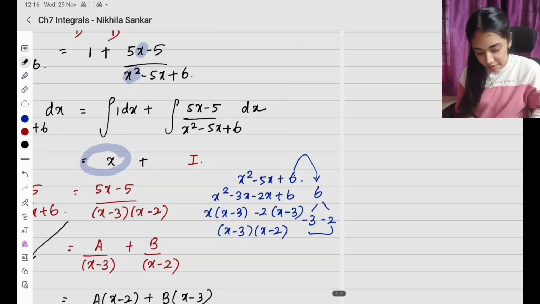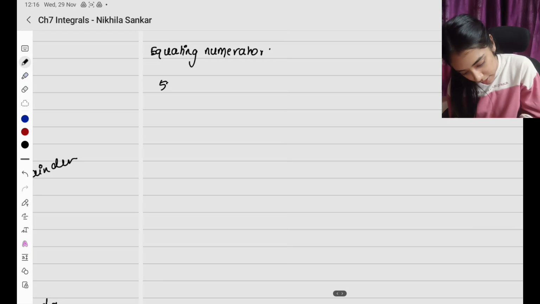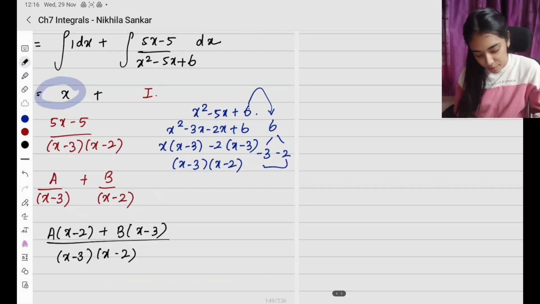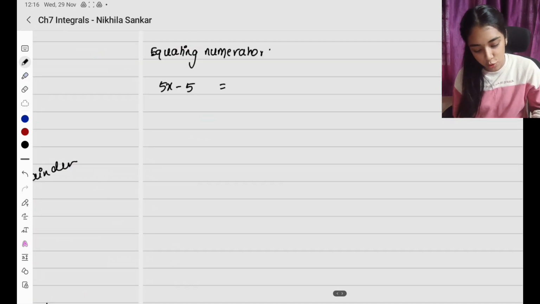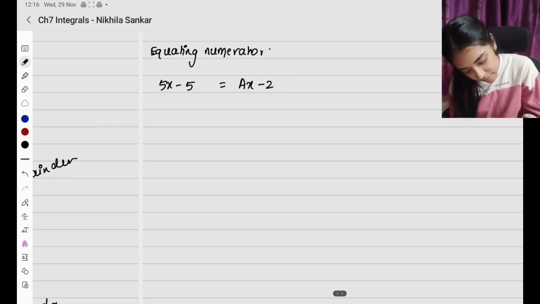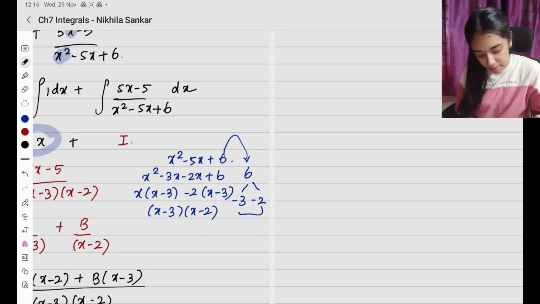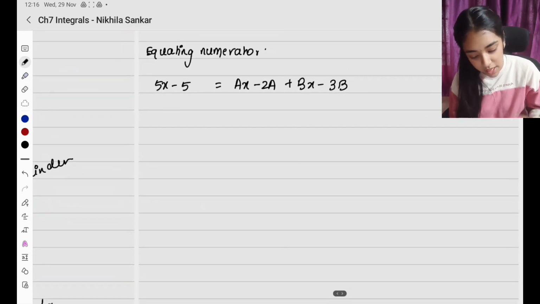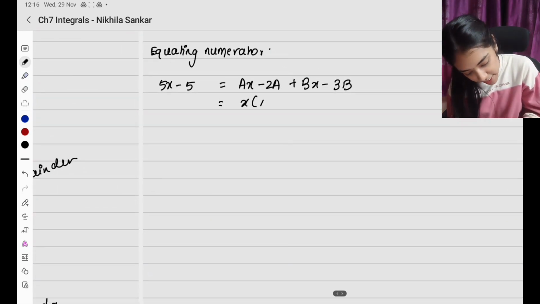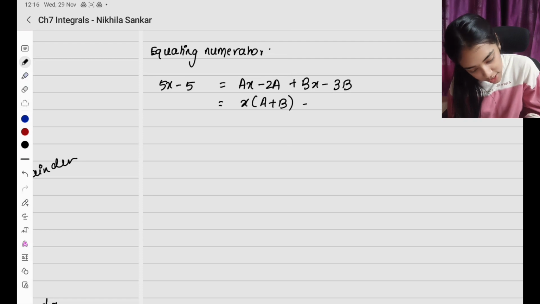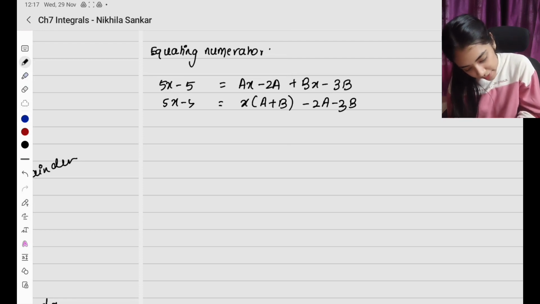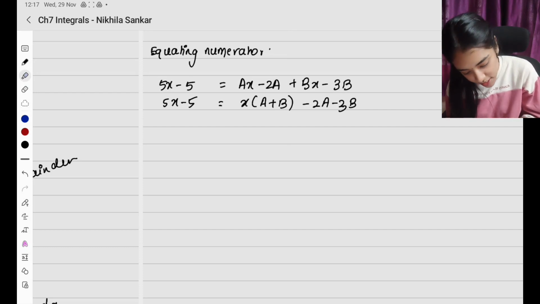I have 5x minus 5 equals, I'm going to multiply it inside. I have ax minus 2a plus bx minus 3b. Correct? b ulla multiply panna bx minus 3b. I'm going to club the x terms. So x times a plus b. And what is the constant? Minus 2a minus 3b. So in the pakko I have 5x minus 5. So equating the constants, minus 5 equals minus 2a minus 3b. And I have 5 equals a plus b.